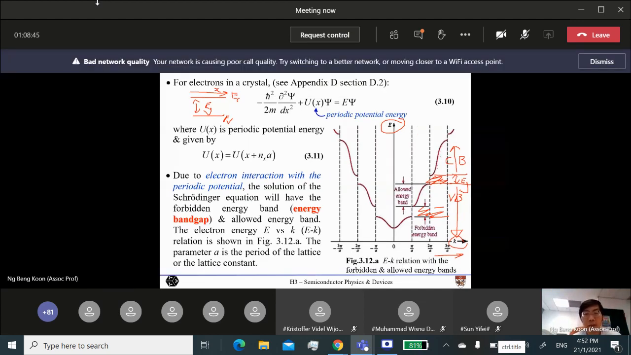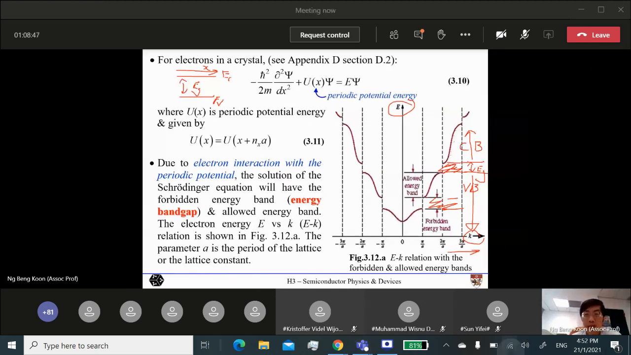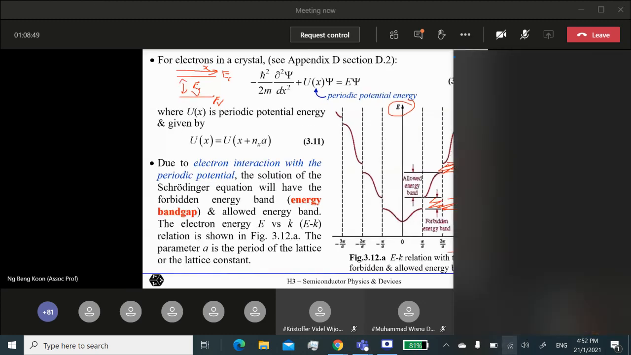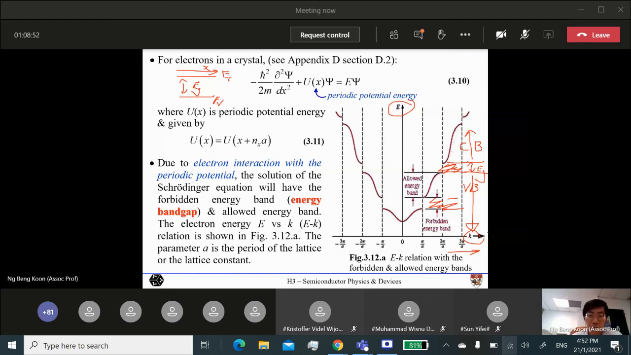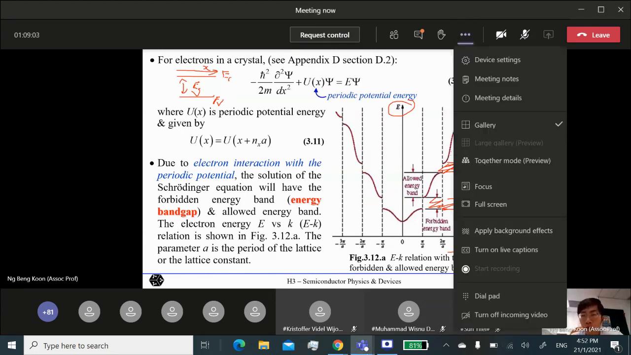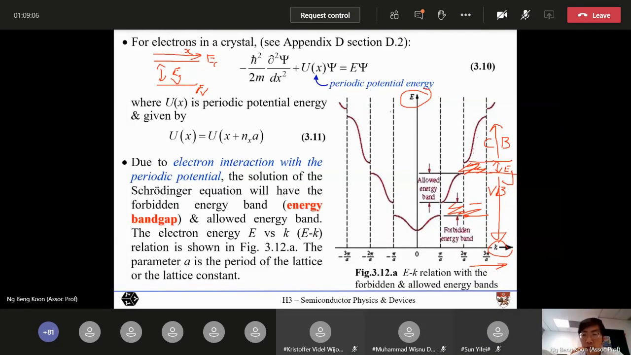Now it turns out that because the potential energy of the electron in the semiconductor is periodic, the solution here, the E against K graph, is also periodic. What that means is that we can shift the graph by an integer multiple of the periodicity, so that we don't have to consider a whole range of K values. Instead, we can collapse this to a narrower range to analyze the characteristics of the E-K behavior.